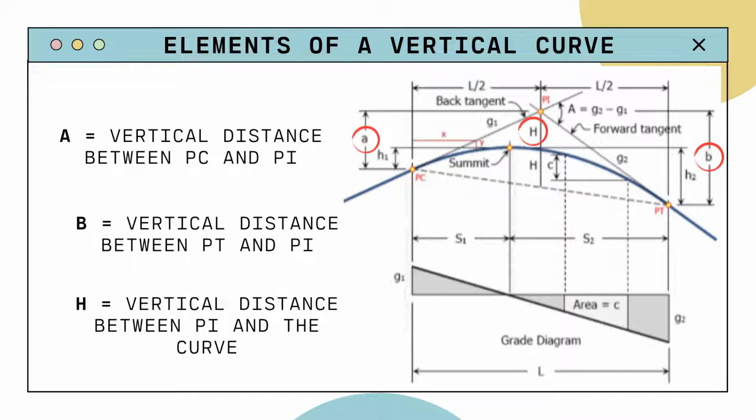To sum it all up, A will be the vertical distance between the point of curvature and the point of intersection. B is the vertical distance between the point of tangency and the point of intersection. And H is the vertical distance of the point of intersection and the curve. So all these three variables in the latter are basically the distances of the point of intersection to either of the points that are there. So basically either of the points that are points of tangencies in the vertical curve.